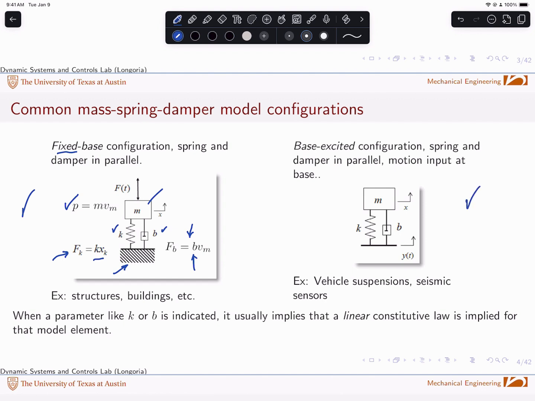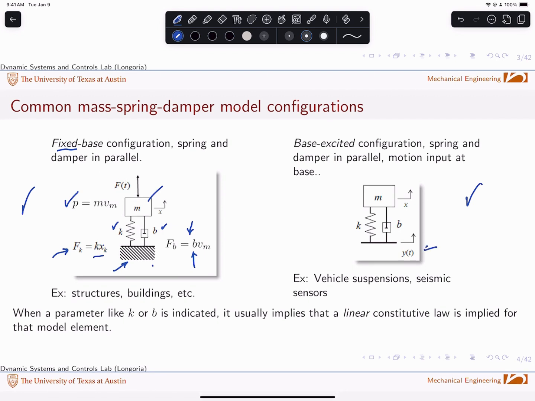And another configuration that's very common, again, mass spring dampers can occur in very complex forms. You can have multiple mass spring dampers, but these again are just one mass, one spring, one damper. Another form is where the base is not fixed, but it's actually moving, and you see this a lot in studying vehicle suspensions. For example, this y of t here now is the input, right?